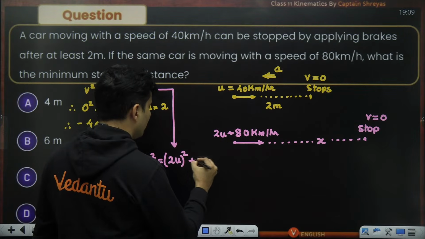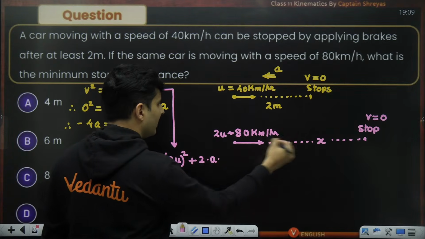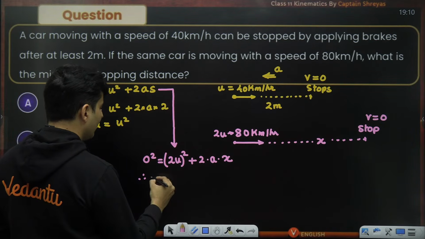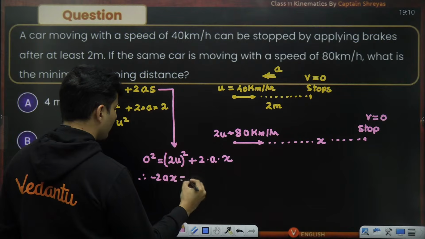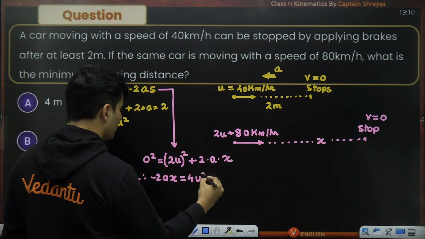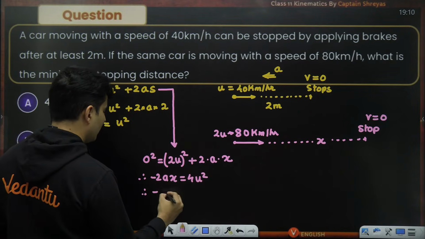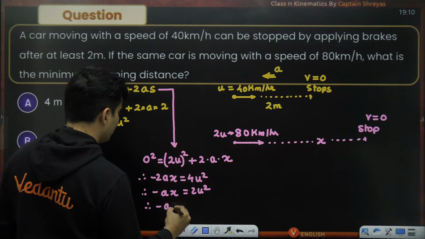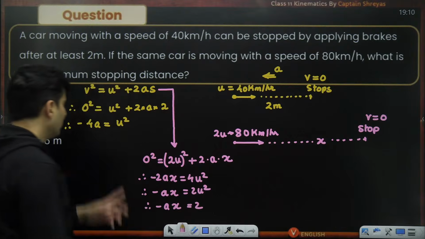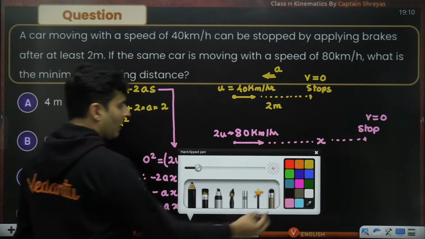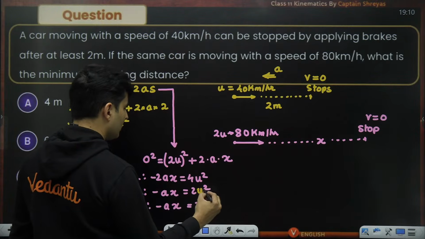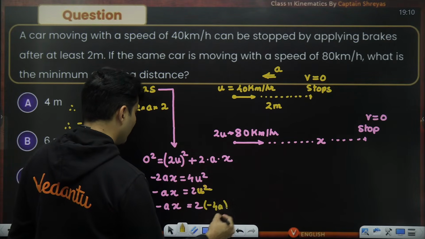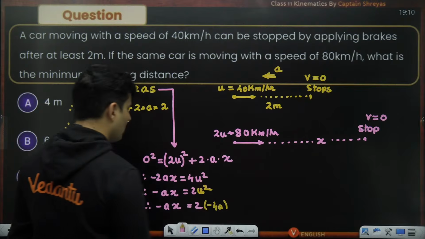Okay, plus 2 times acceleration times the displacement. Displacement is x. Perfect. So this 2x will come over here, so it will become minus 2x. 2 square is 4, so 4u square. 4 and this 2 cancels. So minus ax is equal to 2u square. So this will be minus a times x is equal to 2 times u square. Can you see u square over here? What the hell is u square? Check this out. What is u square? U square is minus 4a. So just put it over here. So minus 4a. Perfecto.